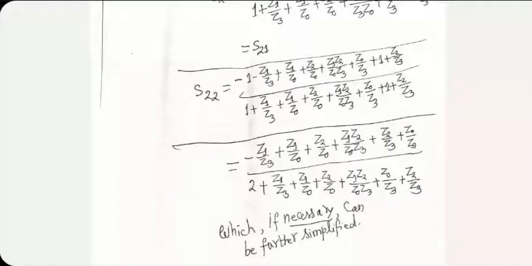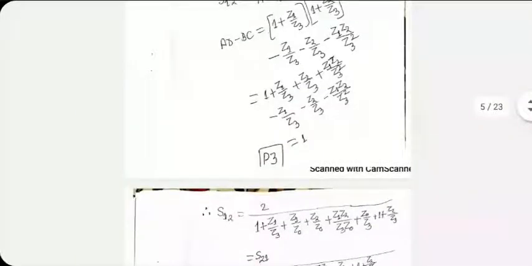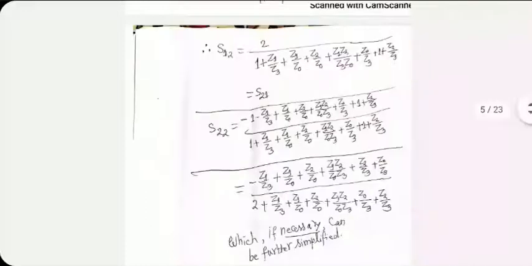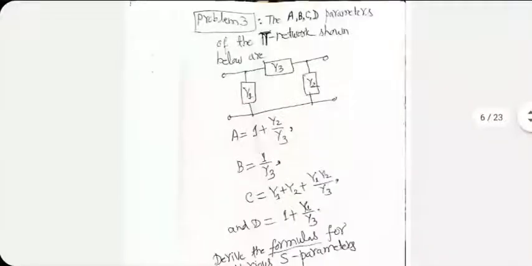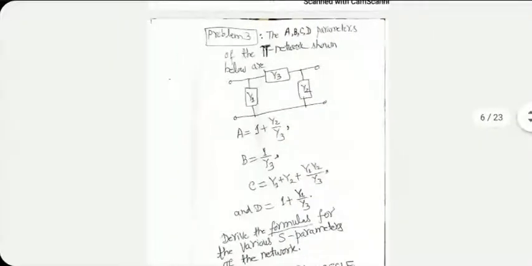In any case, when it comes to simulation tools, most people do numerical calculations rather than converting using formulas. So it's okay. The methodology does not change much. Third problem is also a repetition of the same concept. Here we have the pi network for which ABCD parameters are given. I have not done the detailed derivation. I'd like you to find the S parameters of this network using the equations that we have seen.